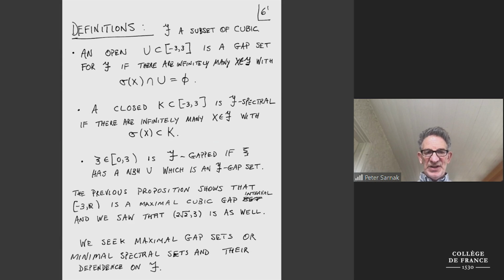So -3,-2, that's a misprint. It should be that -3,-2 is a maximal cubic gap set. These are the Hoffman graphs. 2√2,3 is a maximal gap set. That's Alon-Boppana and the fact that there exists an infinite sequence with no eigenvalues there. That's the existence of Ramanujan graphs. So we can ask this question for any set, and specifically, what can you gap and what gaps can you create? So we just extended the problem to more general subsets.